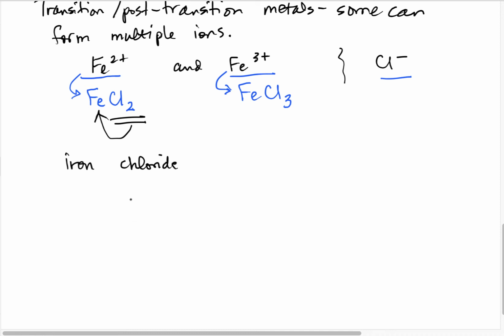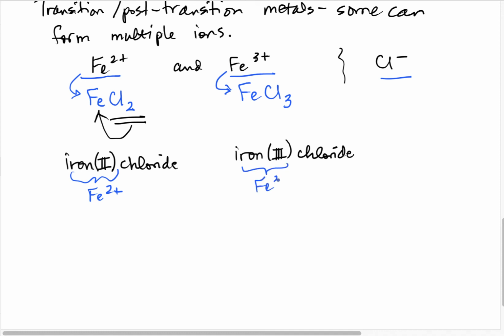So the way that we clarify that is we use Roman numerals. If we're using words to say iron chloride, we put in a Roman numeral 2, indicating that this means Fe2+, and if we mean Fe3+, we would say iron 3 chloride, and that's actually how somebody would read it aloud. If they were saying which iron compound they wanted, they wouldn't just say iron chloride, they would say iron 3 chloride or iron 2 chloride in order to be really clear.